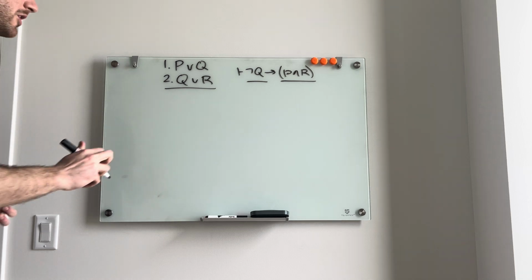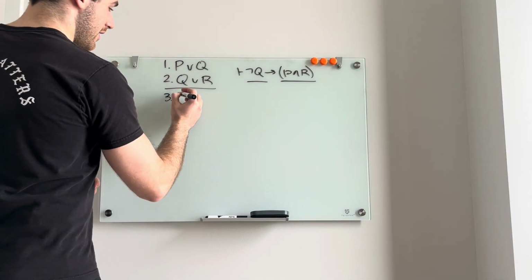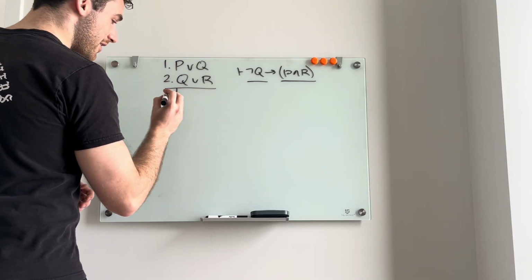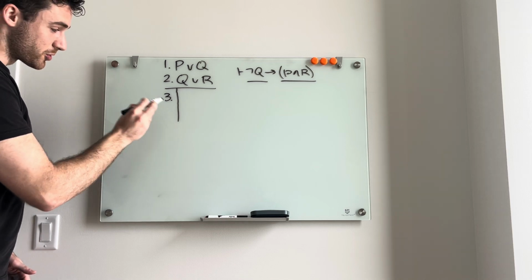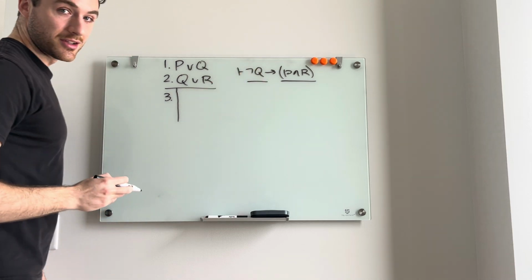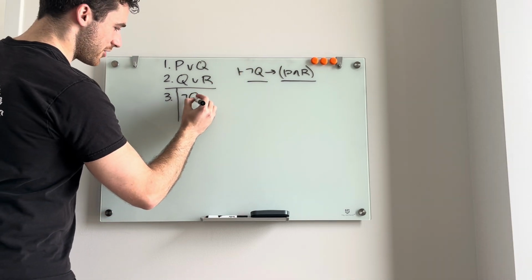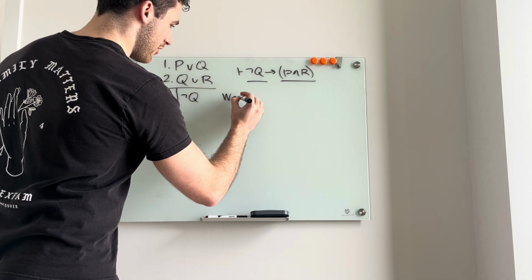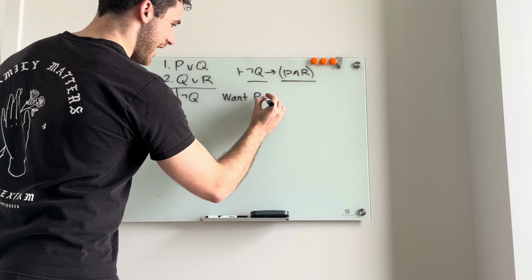Okay, so first thing I'm going to do is start an assumption right here. That's what this vertical line is, right? An assumption. And I'm going to assume what's on the left, so in this case, negation Q. And I'm going to put over here, want P and R.